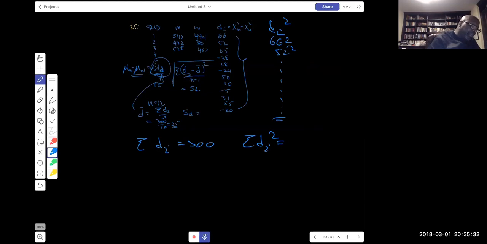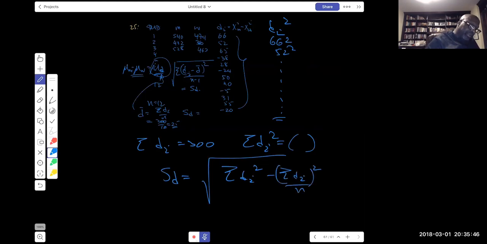But you could calculate SD as the sum of DI squared minus the sum of DI all squared over n, and we divide the whole thing by n minus 1. It looks more complicated, but it actually requires less work than doing the one up here. But the book uses this model, and you get exactly the same answer.